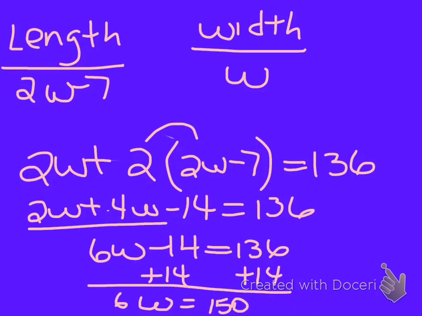Feel free to use your calculator. W equals 25. Now, remember, our goal isn't just to find W. It's to actually find the width and length. Our width was 25, and how did the length and the width relate? We multiply by 2, and then subtract 7. So what is 25 times 2? 50 minus 7 is 43.